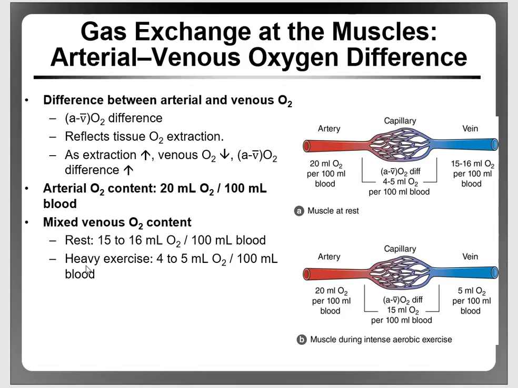So as the rate of oxygen use increases, that arterial venous oxygen difference is going to increase. And it can actually increase to 15 to 16 mils per 100 mils of blood during maximal levels of endurance exercise. That's illustrated right here. So this is that differential of 15 mils of oxygen that you can see here with intense aerobic exercise.